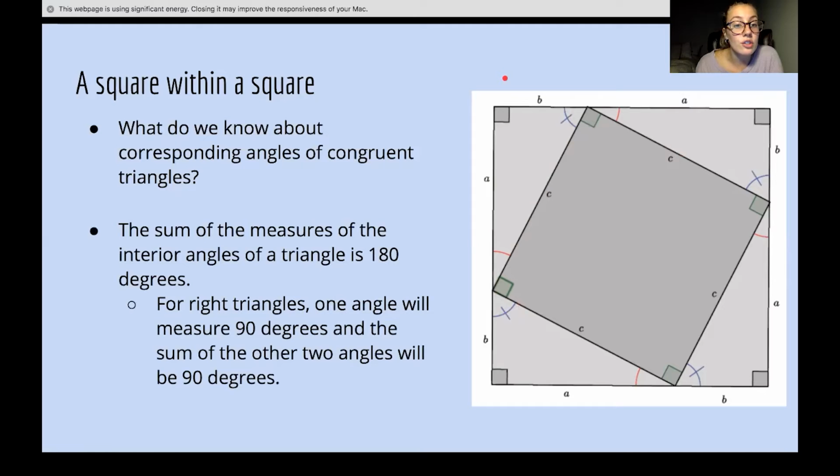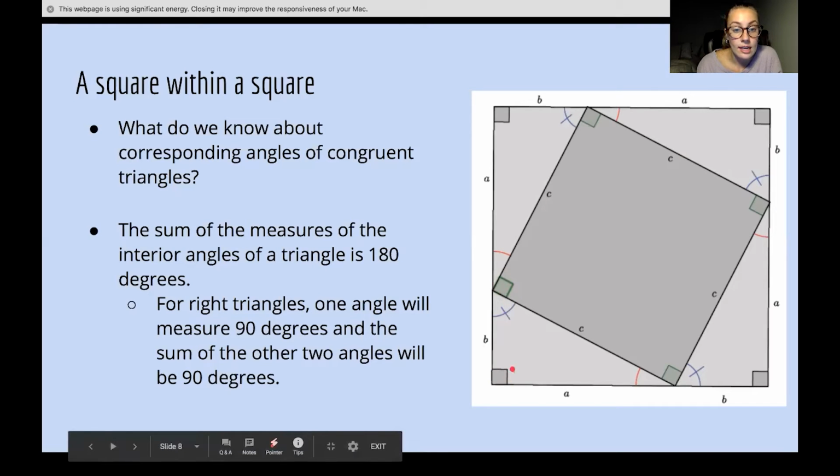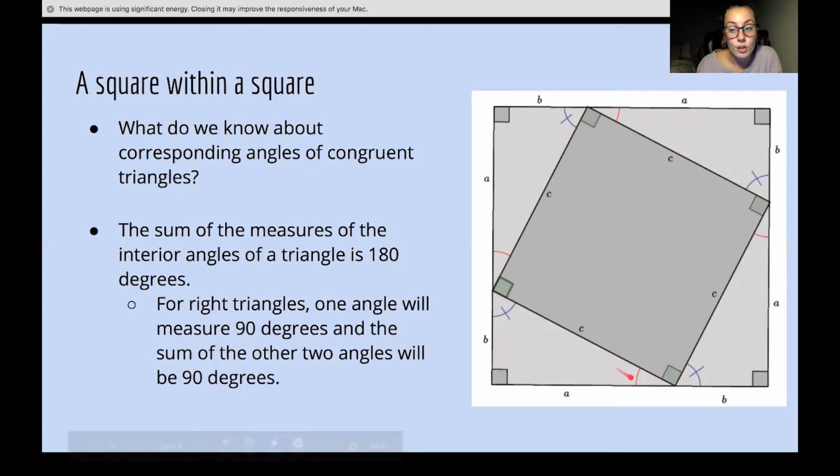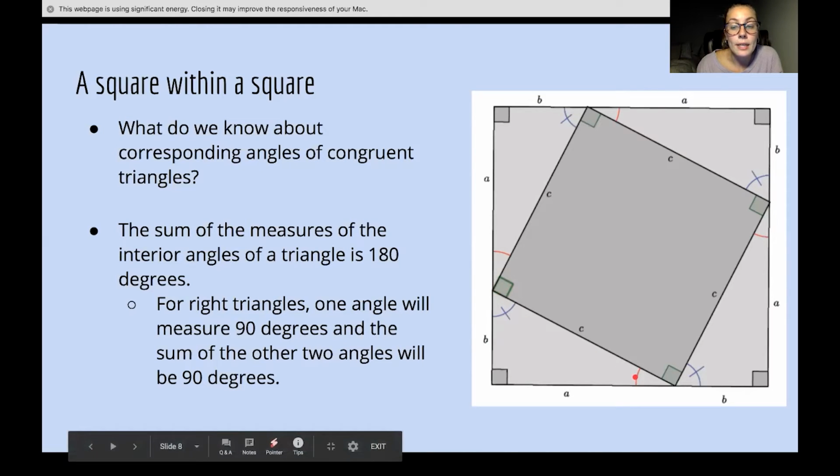So the sum of the measures of the interior angles of the triangle is 180 degrees. Like we said, we have a straight line right here. We have our 90 degrees, so 180 minus 90 is 90. That means these two angles have to add up to 90 degrees. So for right triangles, one angle will measure 90 degrees, like we said, that one's going to be this one in this case. And the sum of the two other angles, our blue and our red, will be 90 degrees. That is the sum between the two.